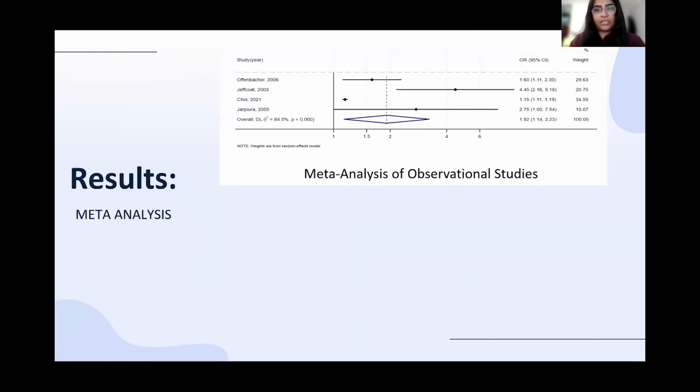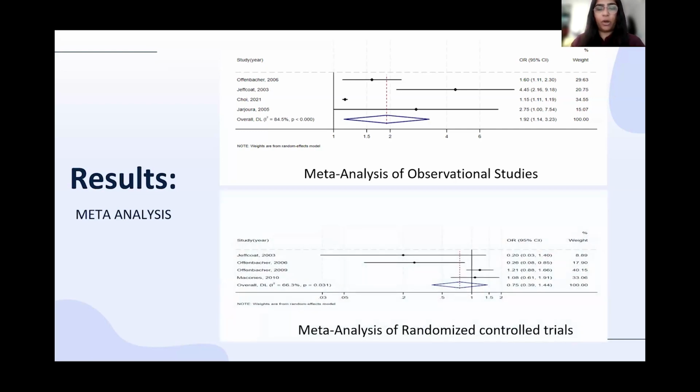Our first meta-analysis of observational studies revealed a significant association between perinatal oral infection and an increased likelihood of preterm birth, with a substantial elevation in risk. The pooled odds ratio was 1.92. Conversely, our meta-analysis of RCTs revealed a trend towards reducing the odds of preterm birth by almost 25%. However, these findings did not achieve statistical significance.